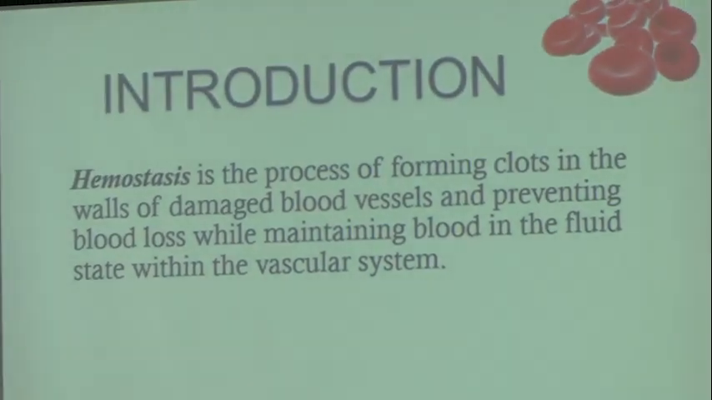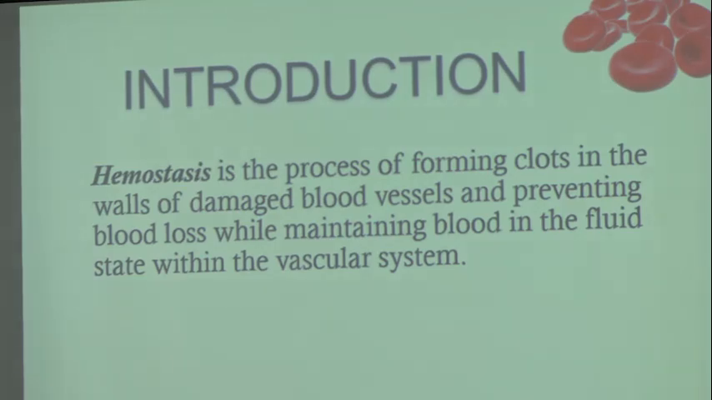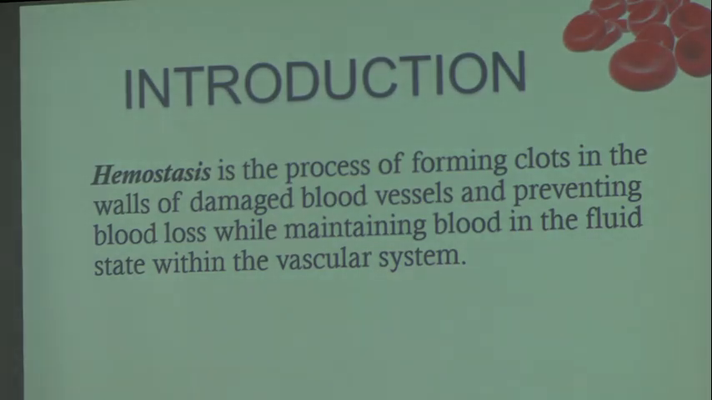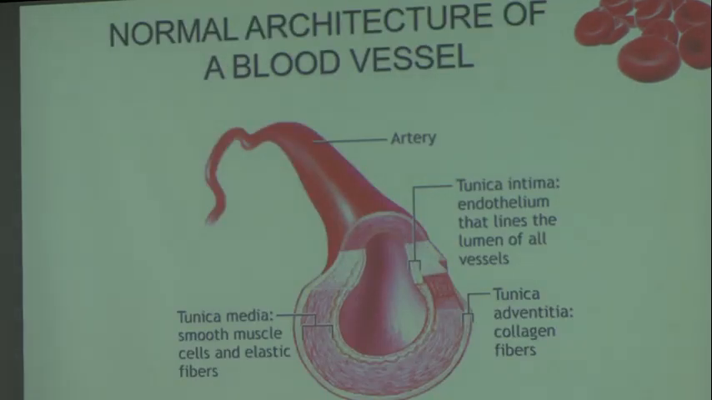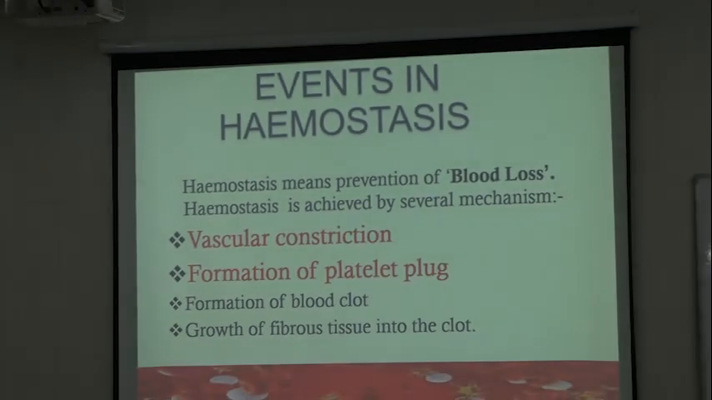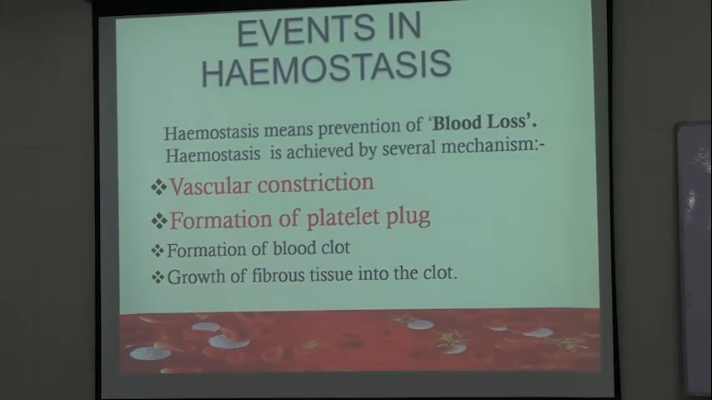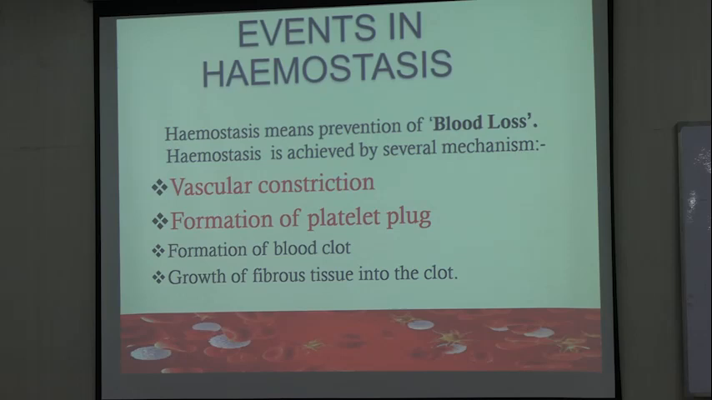This is the definition of hemostasis. What is the definition? It is the process of forming clots, not the formation of the platelet plug. It is the clot, because after the aggregation of platelets, thereafter it happens. It's the second process. These are the events. First, vascular constriction, and then formation of platelets. Today's discussion is limited to this only. And the next discussion will be the later part, the clotting mechanism.